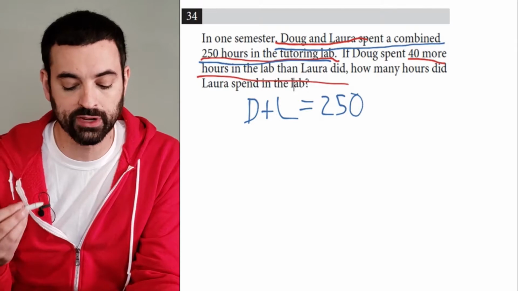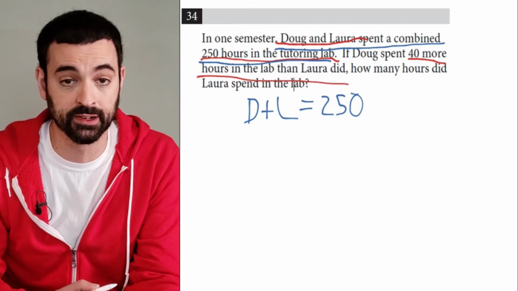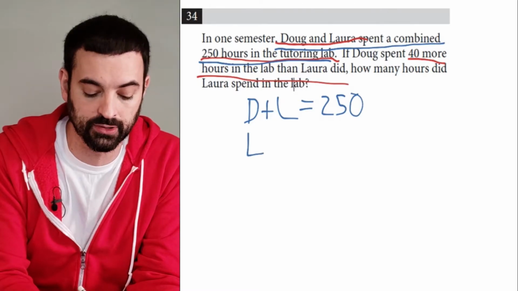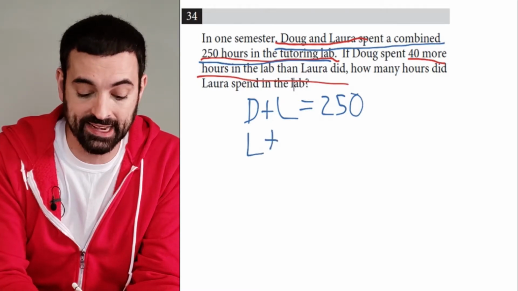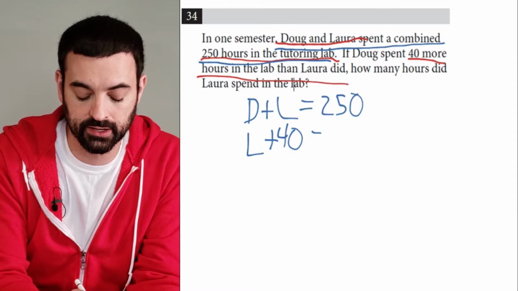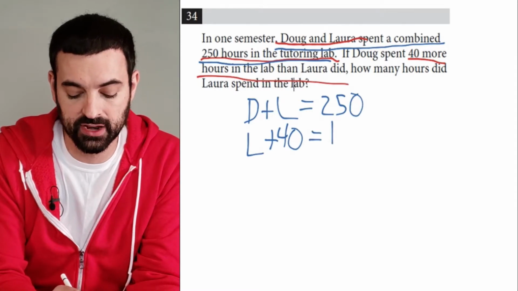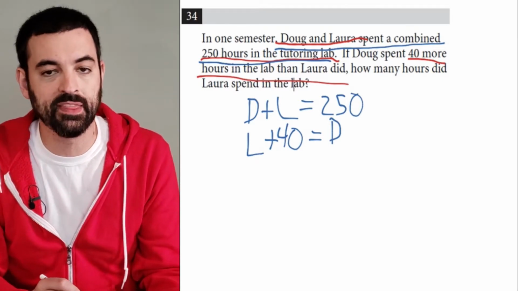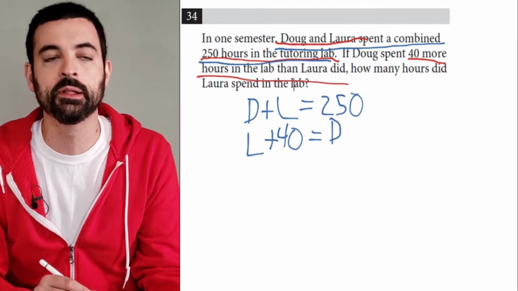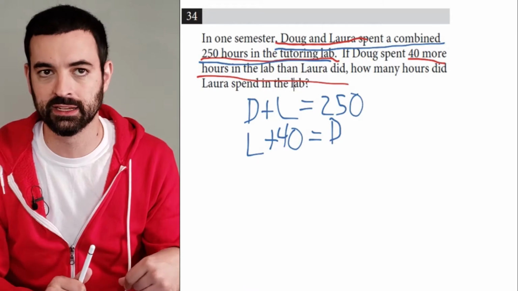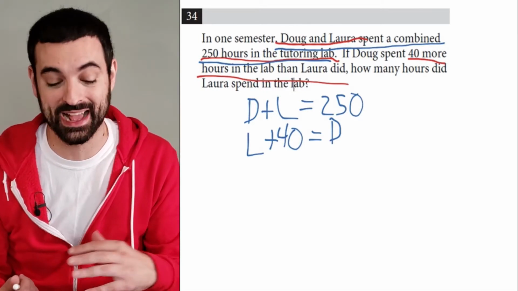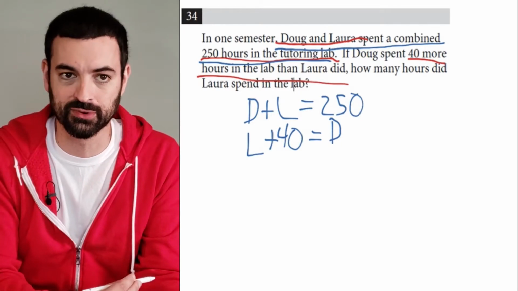Doug spent 40 more hours in the lab than Laura did. So that means that if we take the number of hours that Laura worked and add 40 to it, we would have the number of hours that Doug worked. Students get confused by that sometimes. They sometimes want to assign the extra number to the larger value, right? We know that Doug worked more, and students think, yeah, that's more.